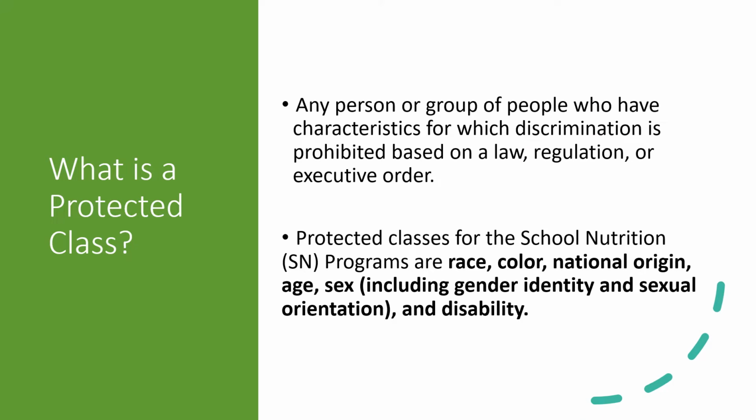Let's shift and talk about protected classes. First, what is a protected class? A protected class is any person or group of people who have characteristics for which discrimination is prohibited based on a law, regulation, or executive order. Protected classes for the school nutrition programs are race, color, national origin, age, sex, and disability.